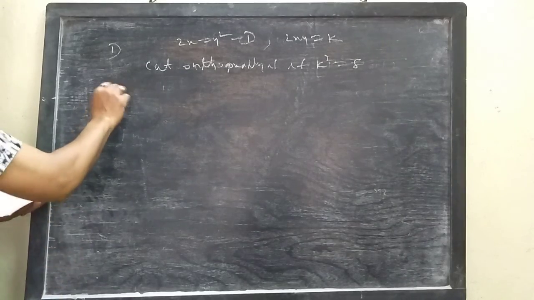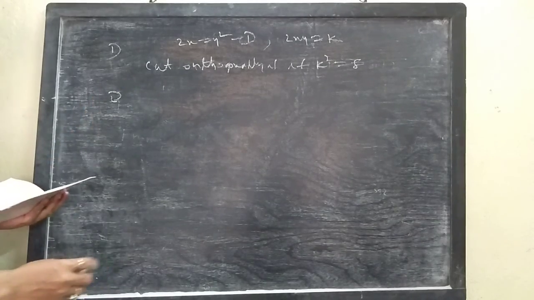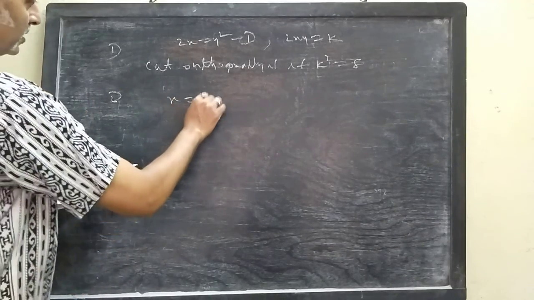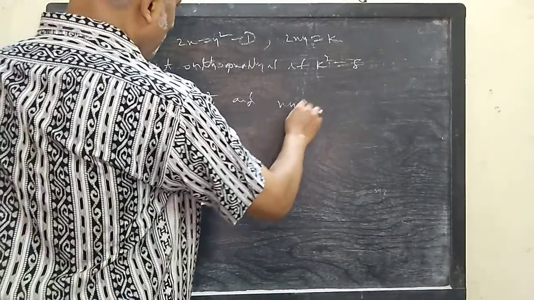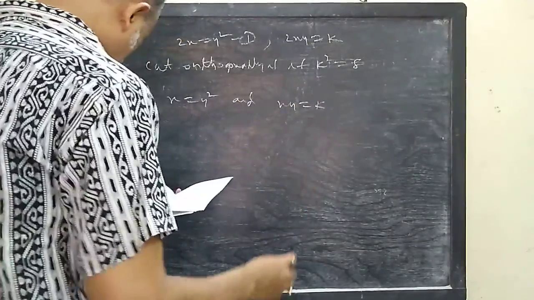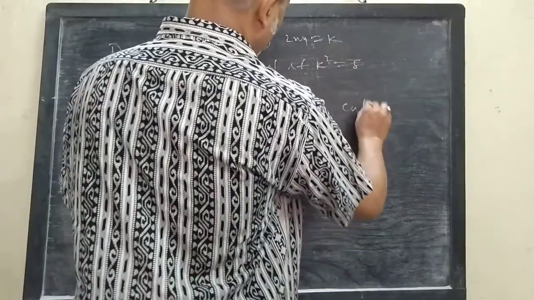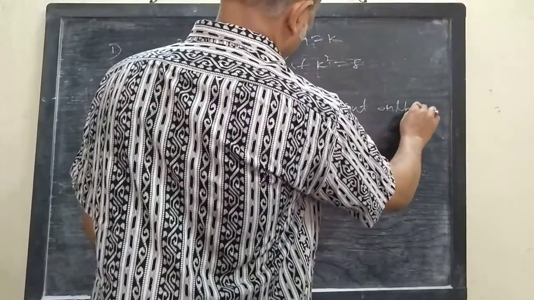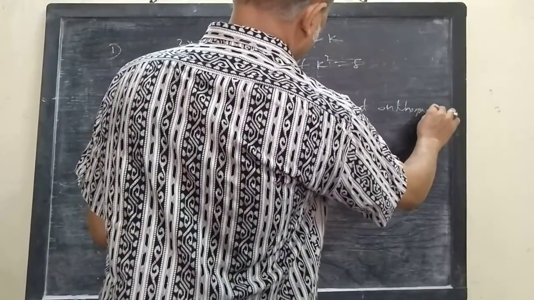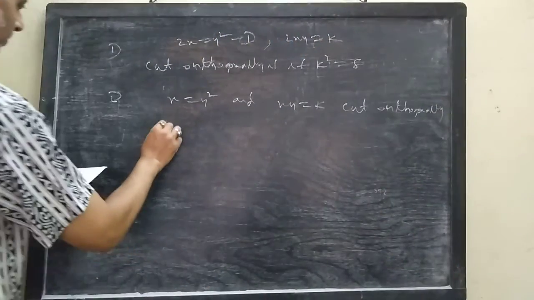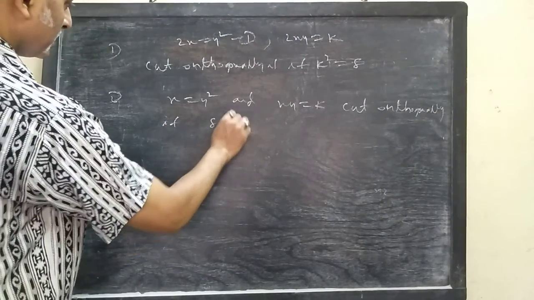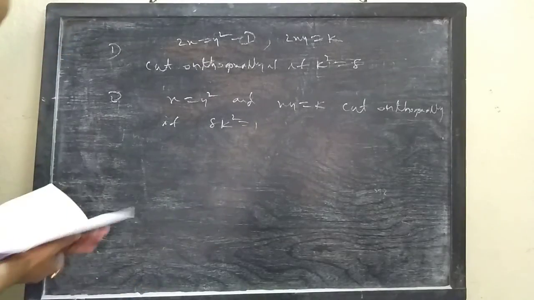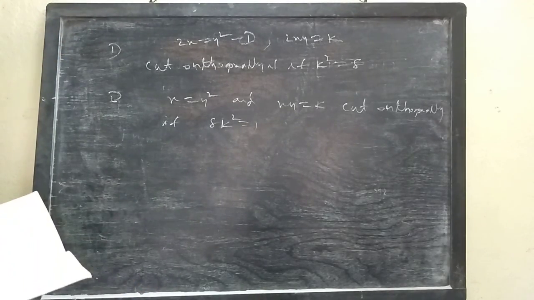Next question. Show that the curves x equals y square and xy equals k cut orthogonally if 8k square equals 1. Similar problem. You can do it also as homework.